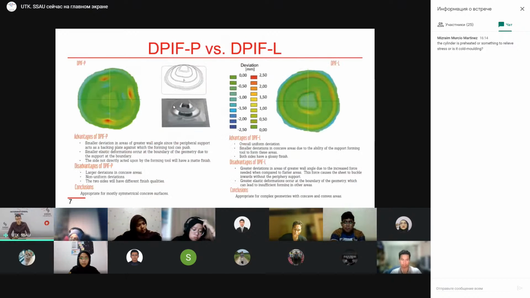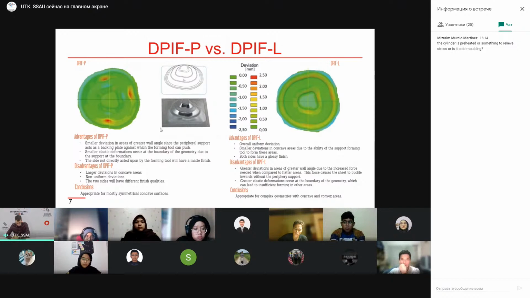Okay, here you can see a comparison between 2 approaches. On the left, the tolerance accuracy of the part produced by duplex point incremental forming with PATL support tool, and on the right is the same but with opposite punch, with counter punch, with local supporting tool. And here you can see advantages and disadvantages of both technologies.